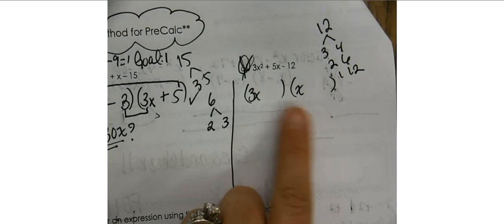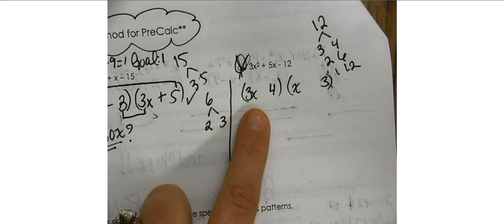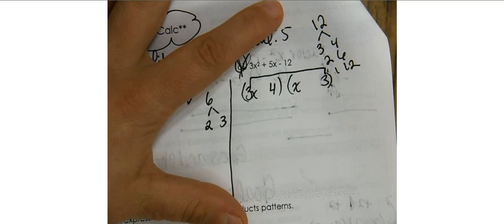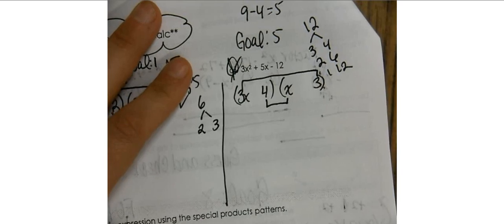So that's the order in which I'm going to check the terms. So I'm going to start off by putting 4 right here and a 3 right here so that my 3's are in different parentheses. My goal is to get a 5 somehow. I have to get a 5. So I'm going to multiply 3 times 3 and I get 9. And I'm going to multiply 4 and x and I get 4x. And I know that 9 minus 4 is equal to 5. Awesome.